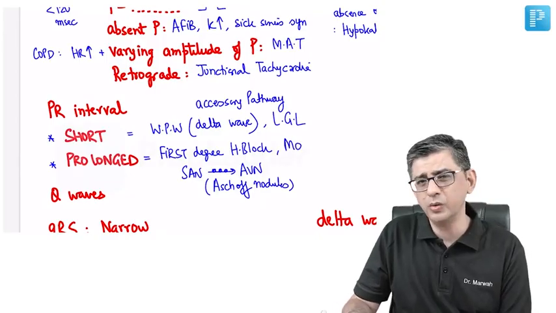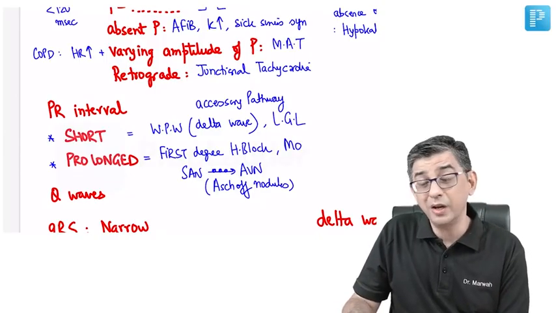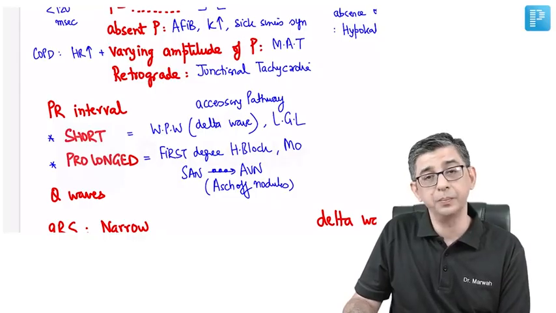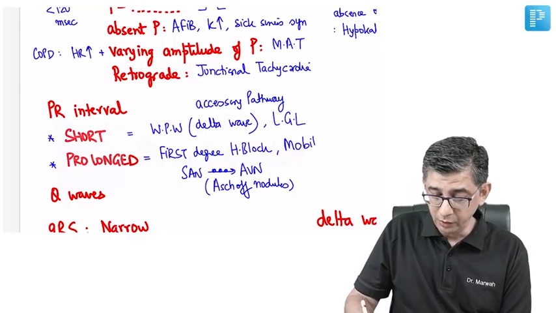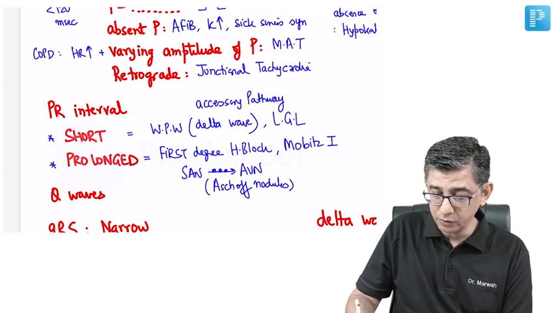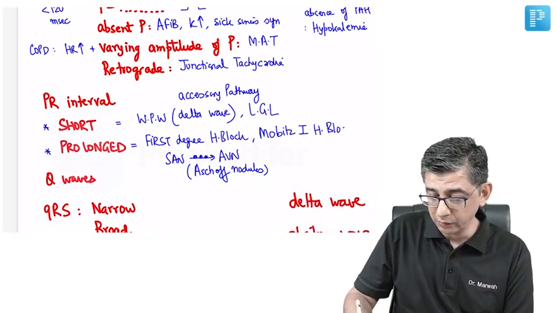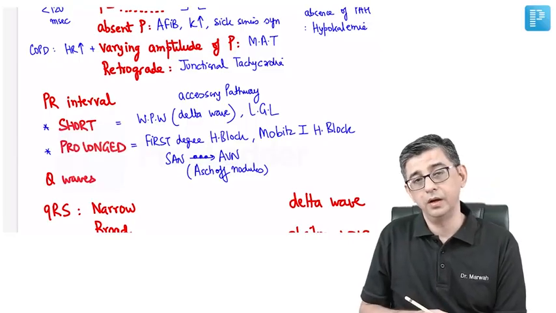Then it could be Aschoff nodules, rheumatoid nodules, sarcoidosis, or non-caseating granulomas that could be slowing the conduction. The next example of prolonged PR interval is Mobitz 1 heart block, but I did not write Mobitz 2 heart block because there the PR interval of the patient remains normal.